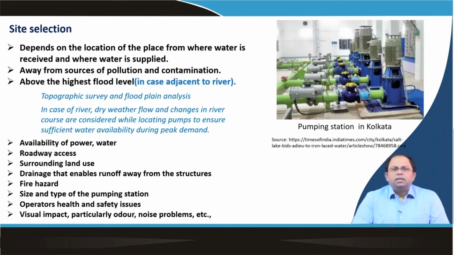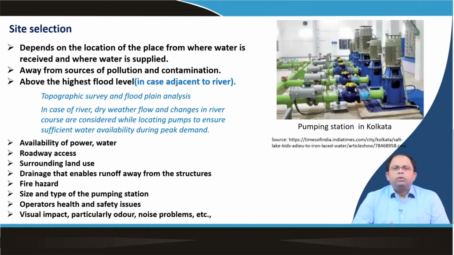Now, how do we select the location for a pumping station? Of course, as we were discussing, it should be either near the treatment unit or near the overhead reservoir. But how do we select a site? The first criterion is availability of space. In most cases, because these are infrastructure made by government departments or the government itself, wherever government land is available, we will develop these pumping stations. But it is not always so; sometimes we also have to acquire land for that.